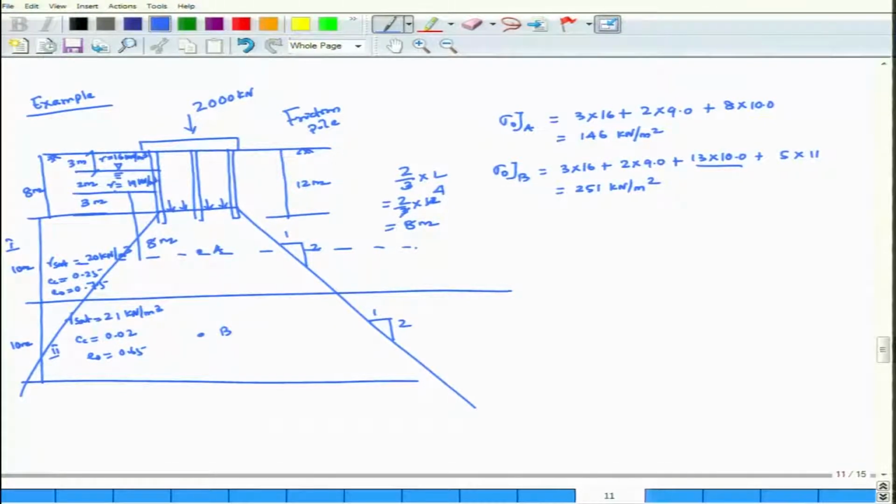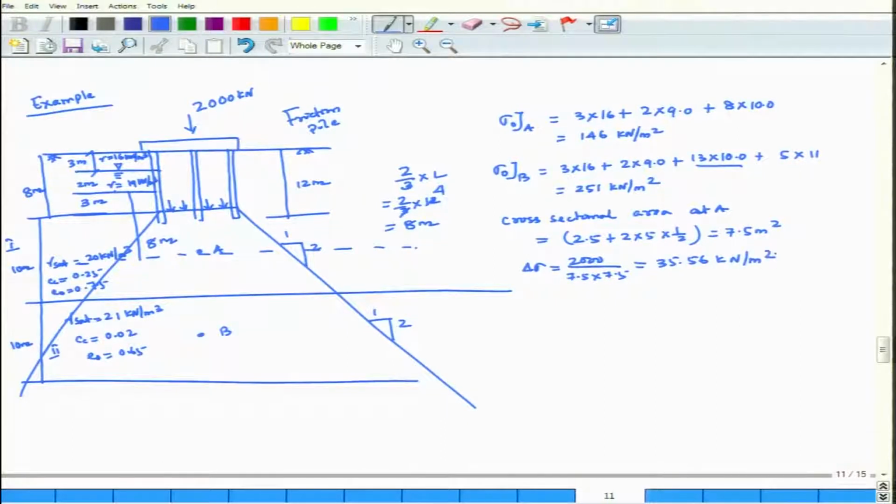Now, cross sectional area at A, which is equal to 2.5 plus 2 into 5 into half, which is equal to 7.5 meter square. So, delta sigma is equal to 2000 divided by 7.5 into 7.5, which is equal to 35.56 kilonewton per meter square.